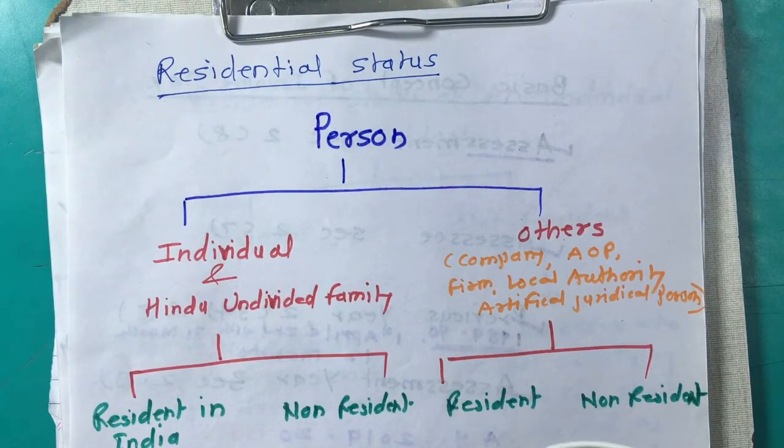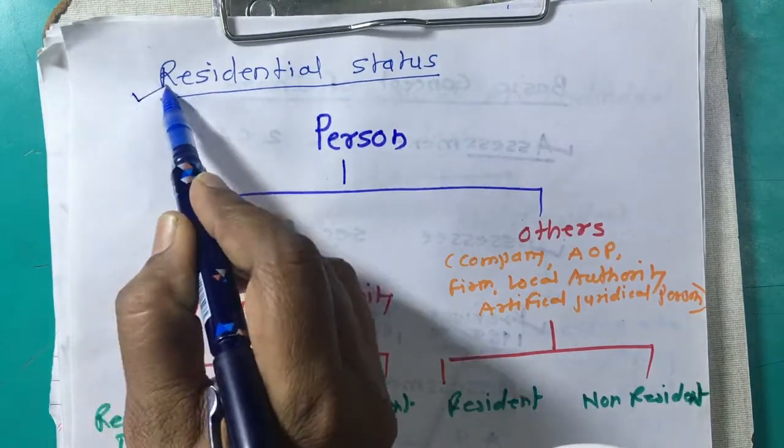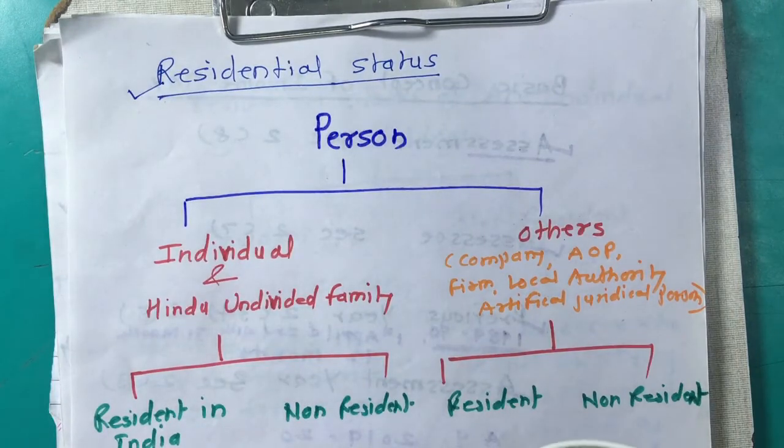Good morning, student. In the last lecture, we learned about the assessment year, previous year, and assessee. In this lecture, we will learn about the residential status of an assessee.